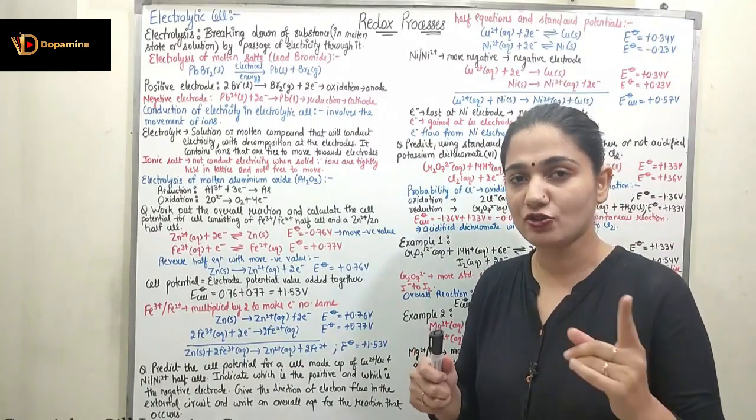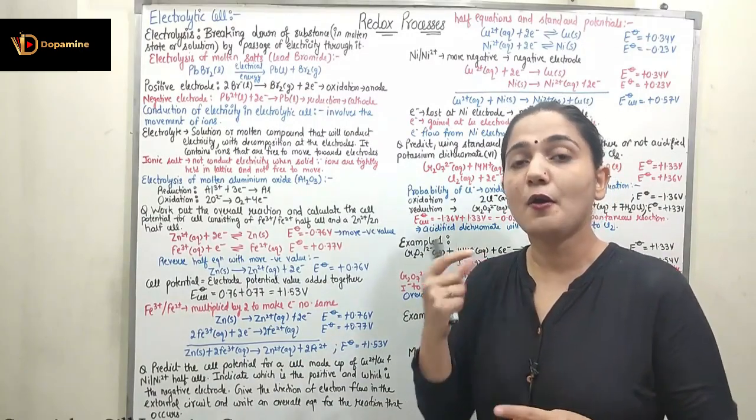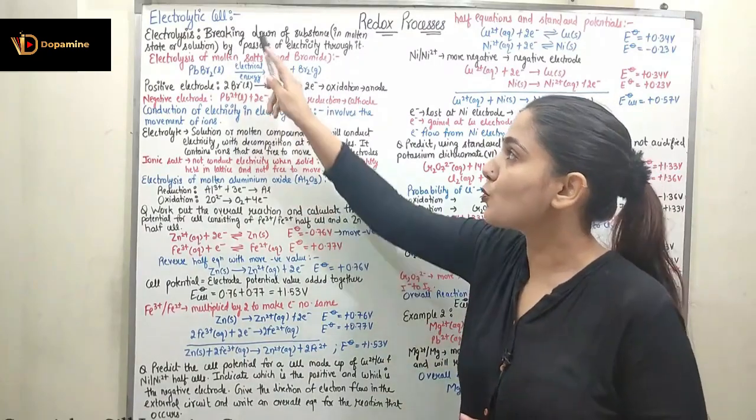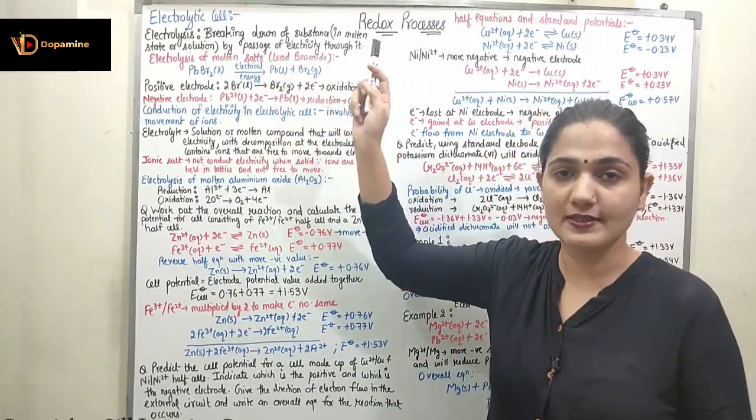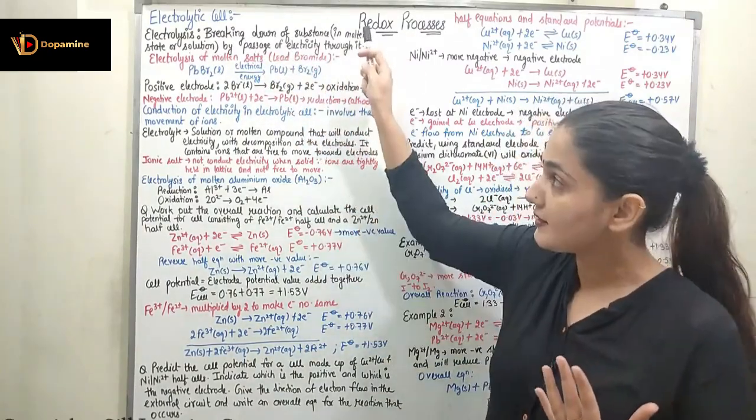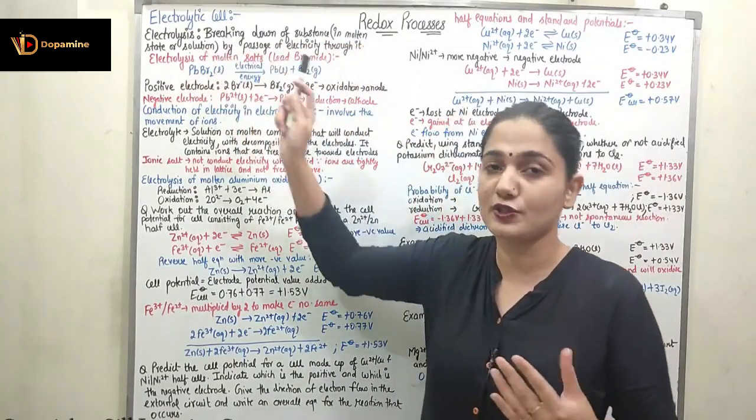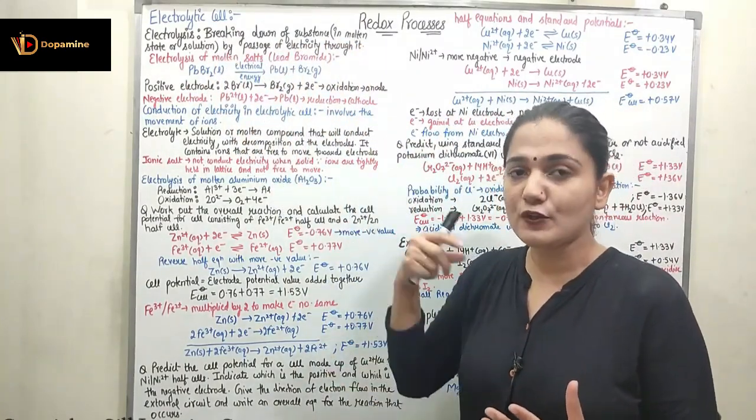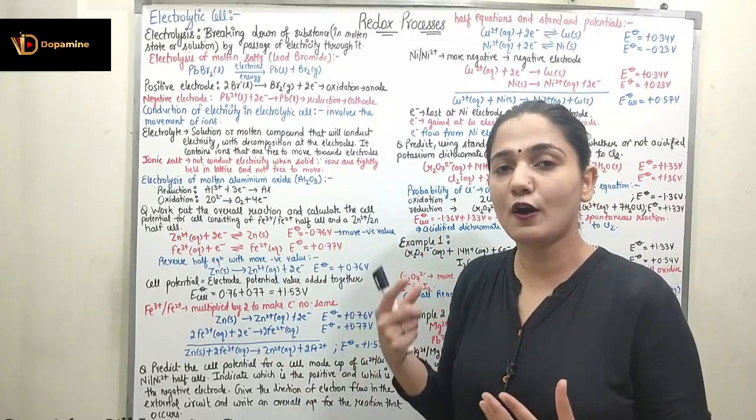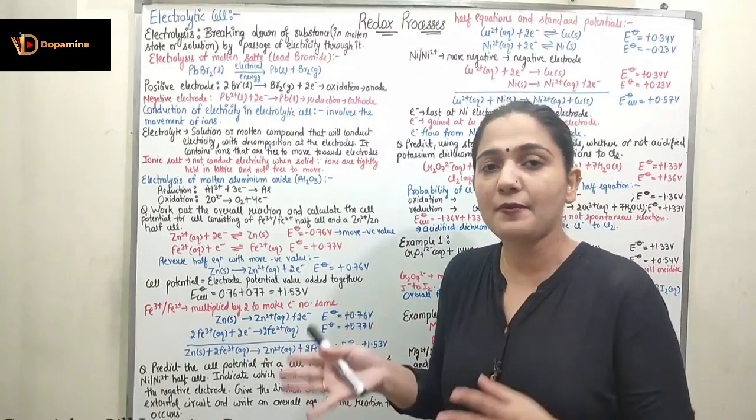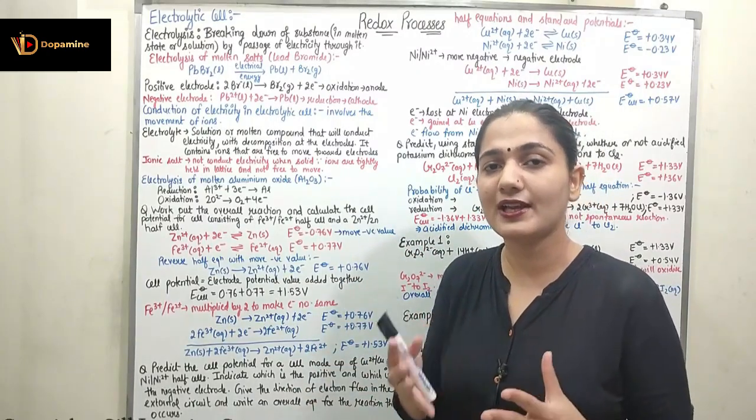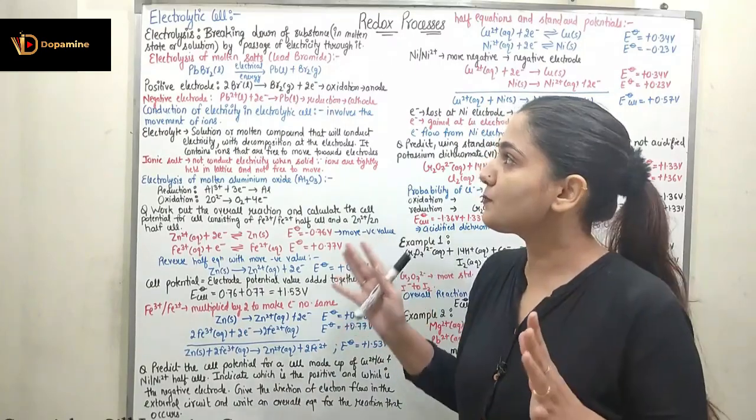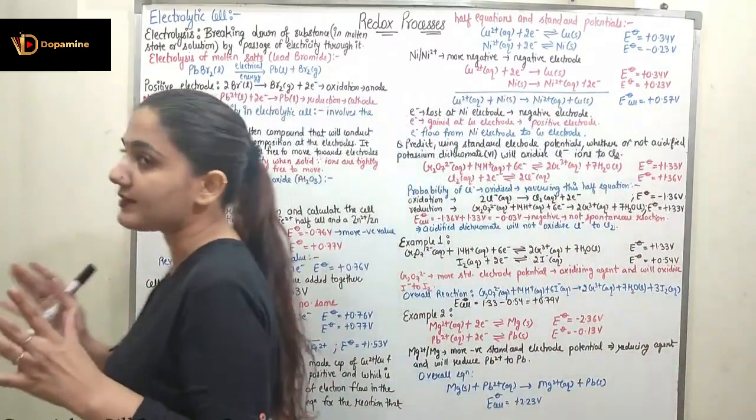To understand the electrolytic cell, you must understand what electrolysis is. Electrolysis is a process by which we are breaking down substances. The substances are present either in the molten state or in solution. Substances are not present in the solid state. So when I have a molten substance or a solution of the substance, and I am passing electricity or electric current through it, it is going to break down. This process is called electrolysis.